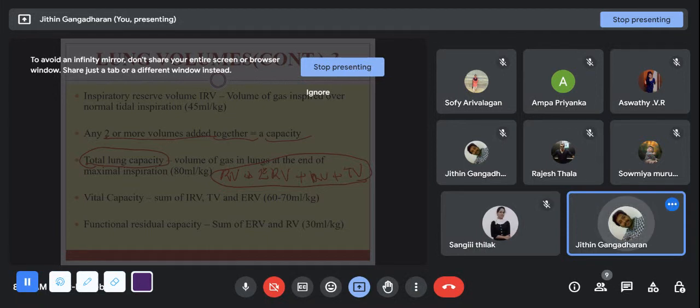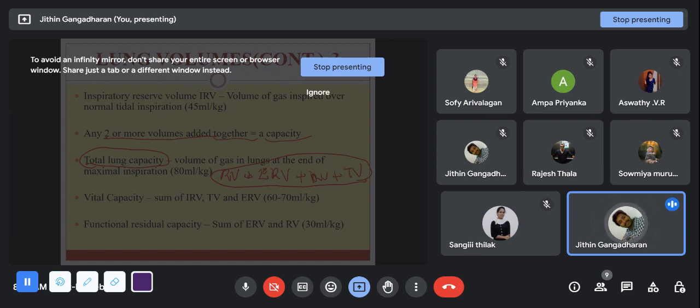Okay, so it is 1,000. What will be the amount of total lung capacity when you add all those things? Like when you add the 500, 1,000, 3,000, 1,200, what will be the amount? It is 5,500. So that is your total lung capacity.